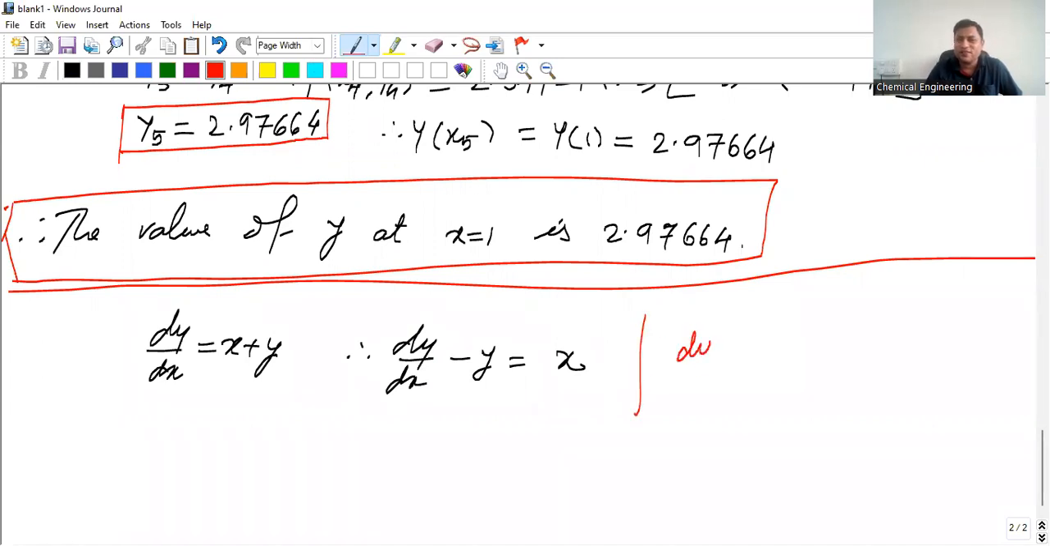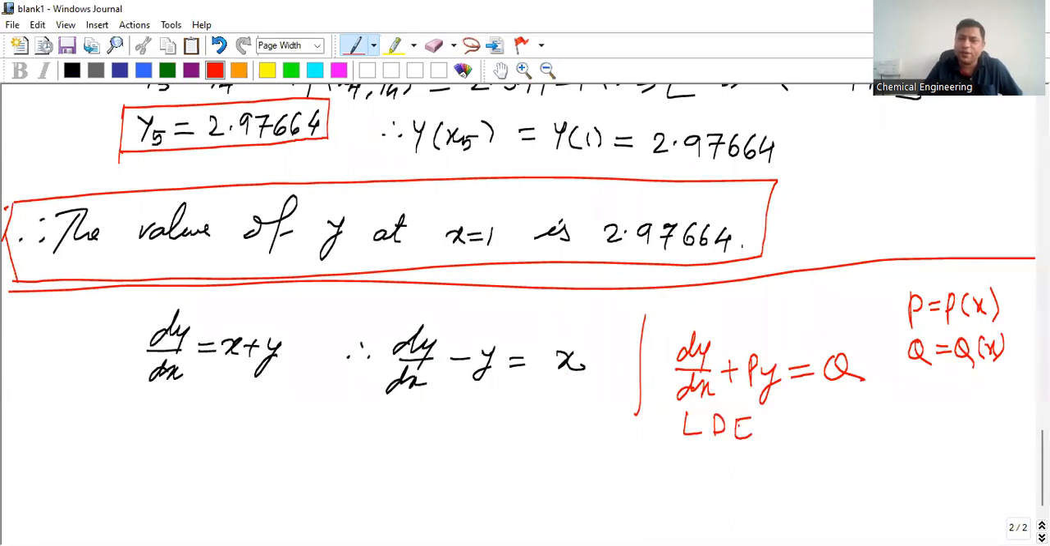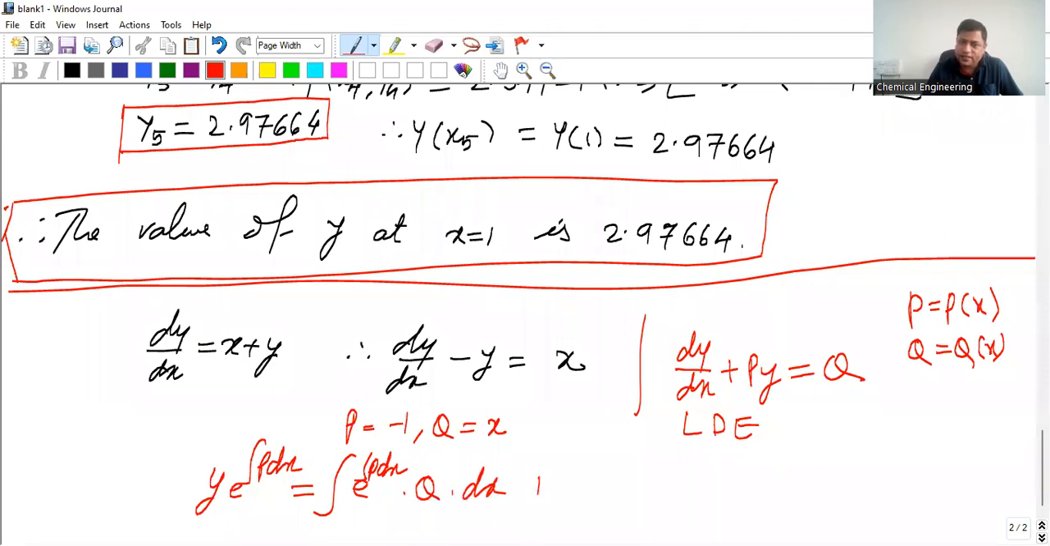So this is dy by dx plus py is equal to q, where p is a function of x and q is also a function of x. So this is the linear differential equation in y. Here p is going to be minus 1, q is going to be x. So the general solution is y e raised to integration p dx is equal to integration e raised to integration p dx into q dx plus c. When you solve this differential equation, you will get this constant c.